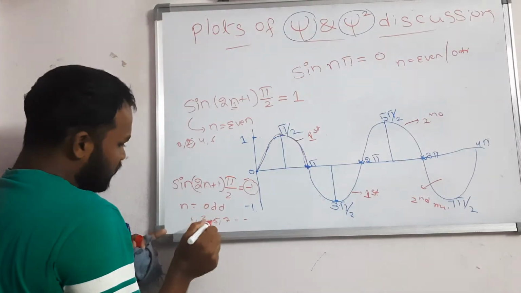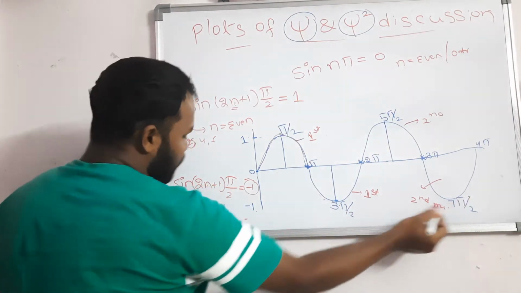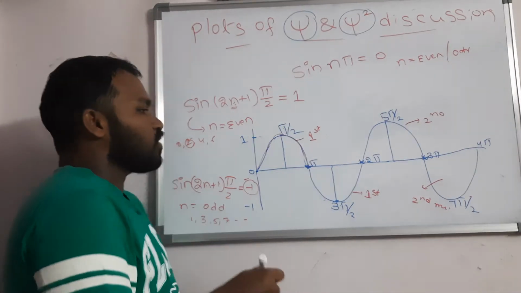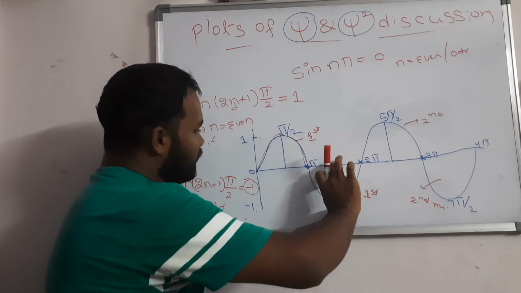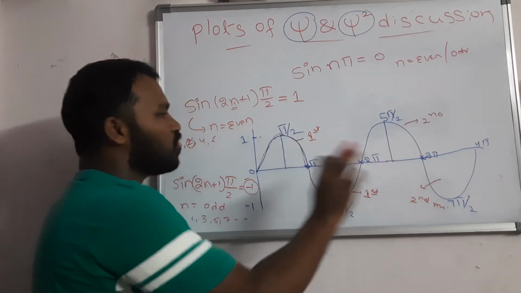Next, 5 we will substitute. 3 into 2 is 6, plus 1 is 7. The value of sin 7π/2 is minus 1. Like this you will get this information. So again I am repeating: this is called maxima, this is called minima, and these are the nodes where the curve touches this line. This is a node, we can say.